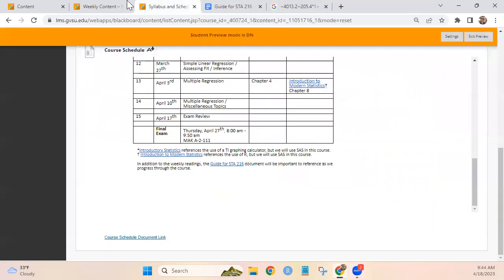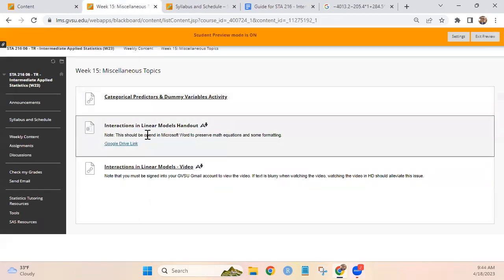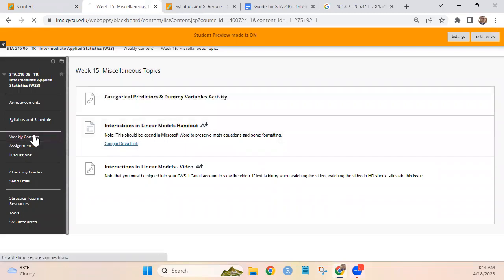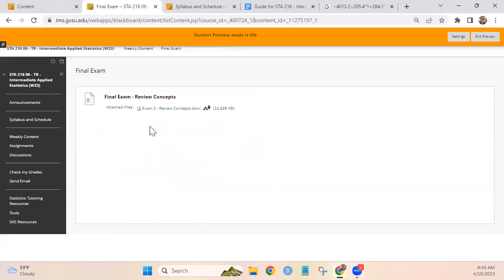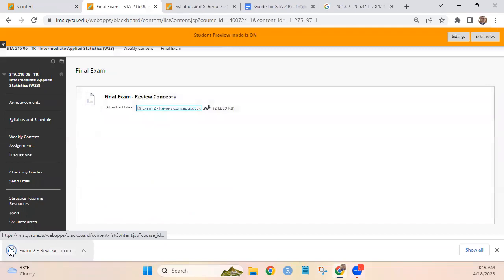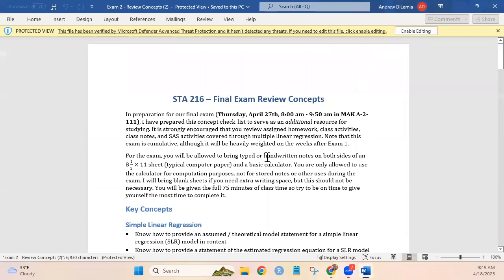So next time, since we have time, we'll go over this interactions handout. But it's our last class before the exam, so I will allow time at the start. Essentially, if you have any questions that you've come up with when going over the exam review concepts, I'll just take the time at the start of class to go over those. So we'll still have class on Thursday.